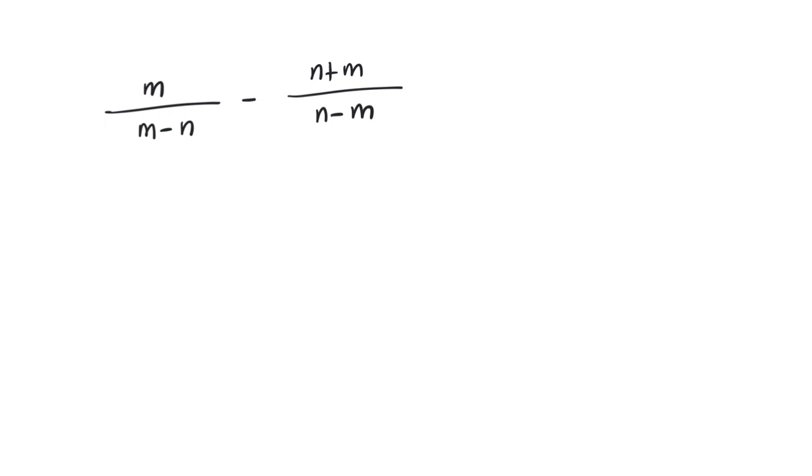Hello everyone, welcome to this video where we are required to express the following as a single fraction. And the very first thing I see is that, hey, the denominator looks the same but is slightly different. So how do I make them the same? Okay, so for n minus m, I'm going to start with this. Do take note that n minus m can be written as the following.